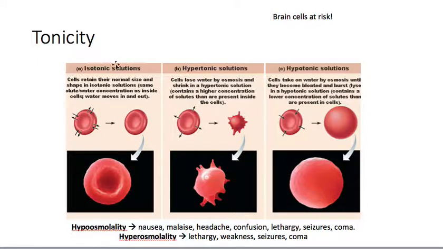First off, we have an isotonic solution, meaning everything like water and solute are balanced. And in isotonic solutions, water isn't attracted to an area of high tonicity. It can stay where it is, which means that cells, like here's a red blood cell, have normal size and shape and appear as they should.